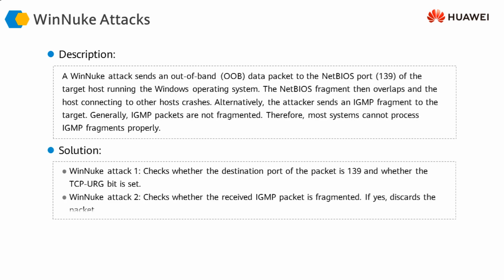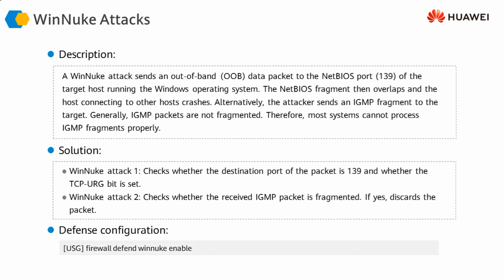The next type of attack is the WinNuke attack. The WinNuke attack is a specific type of attack which targets the NetBIOS port 139. This attack was targeted towards older Windows systems like Windows 3.1, Windows 95, Windows 98 or Windows NT. However, most or all of the modern Windows systems are not vulnerable to these attacks. Still, if we want to protect our network against these attacks using the firewall, we can configure the command firewall defend winnuke enable. Once we issue this command, the firewall is going to check for traffic coming for port 139, and it can protect against the attack traffic.